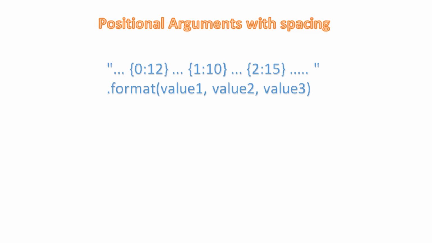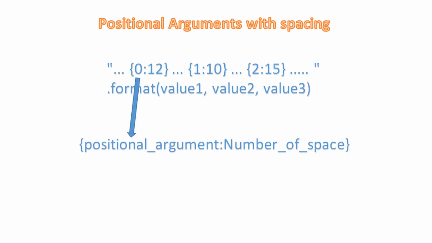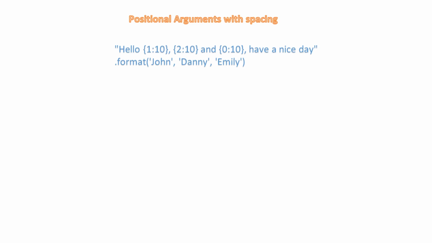Positional arguments with spacing. We can allocate minimum spaces to each placeholder. To do this, we just need to include the number of spaces along with the positional argument. Here inside the curly braces, there is a positional argument followed by a colon and then the number of spaces to allocate. Let's see this with an example.